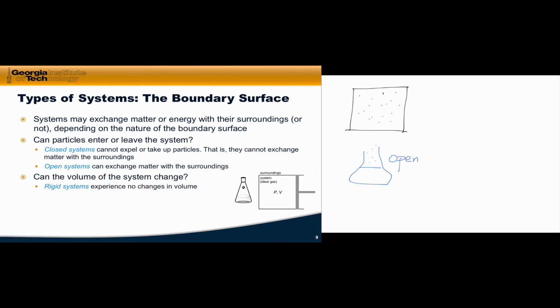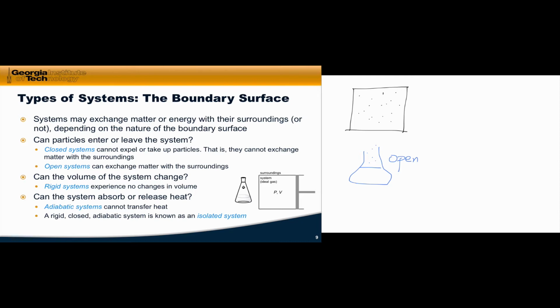We can also ask, can the volume of the system change? The setup that you see on the far right of this slide has a piston on the right-hand side of an otherwise rigid box. Because that piston can move left and right, the volume of the system can change. Rigid systems, like the black box I've drawn here, experience no changes in volume. Finally, we can ask, can the system absorb or release heat? So-called adiabatic systems cannot transfer heat to or from the surroundings.